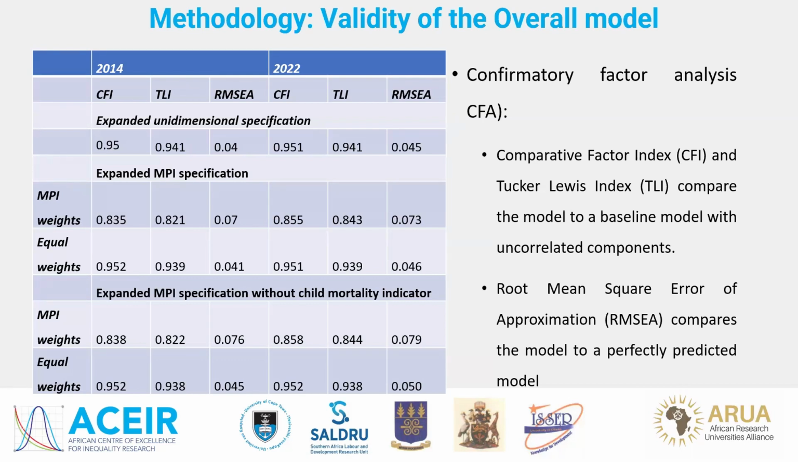Since the equal weights and the unidimensional specification are not too different, we will stick with the multidimensional one, simply because at some point we end up comparing it to the global MPI. If we were to use the unidimensional specification, it would still be fine. But for purposes of comparison, we stick with the expanded MPI specification, without the child mortality indicator, with equal weights.